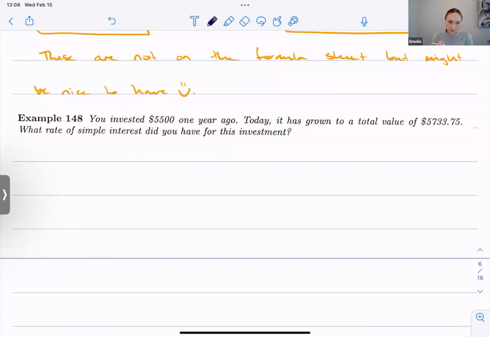You invested $5,500 1 year ago. Okay. Today, it has grown to a total value of $5,733.75. What rate of simple interest did you have for this investment? Okay. So now we want to solve for R. And maybe here.